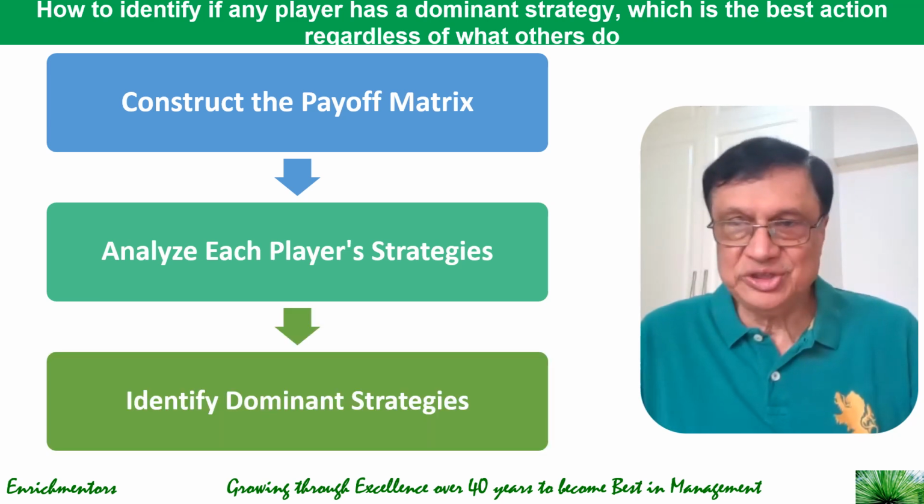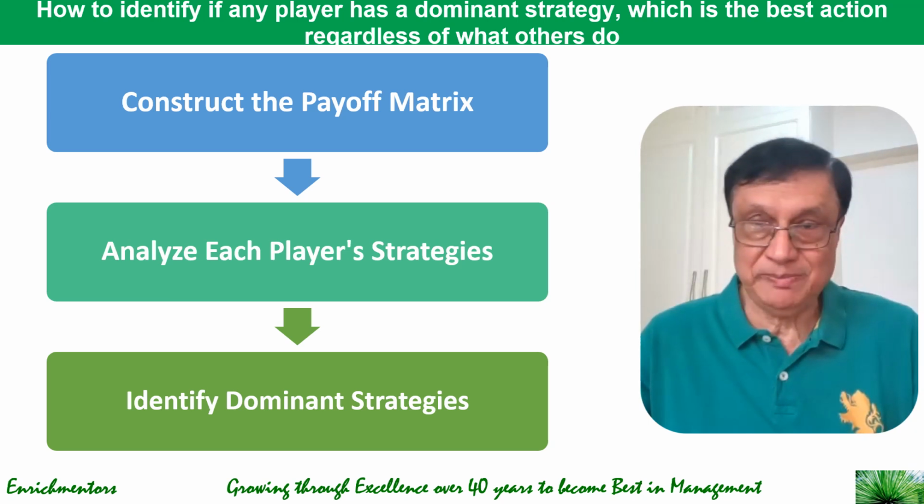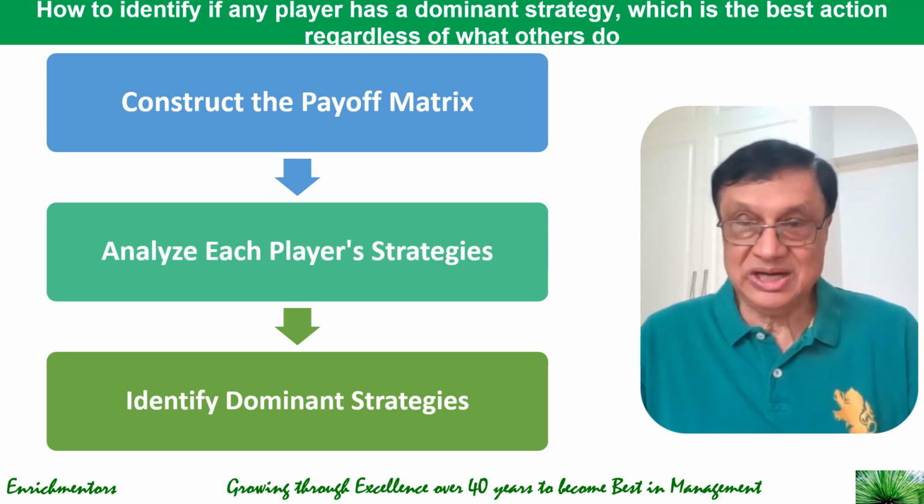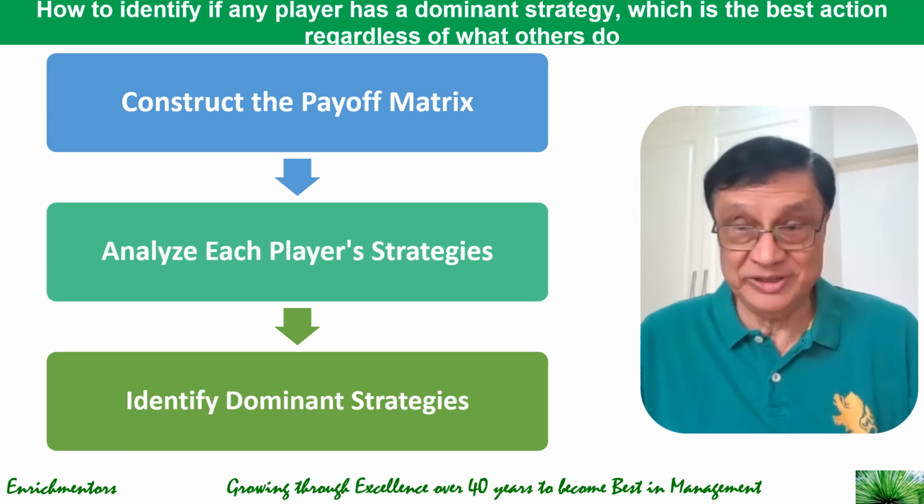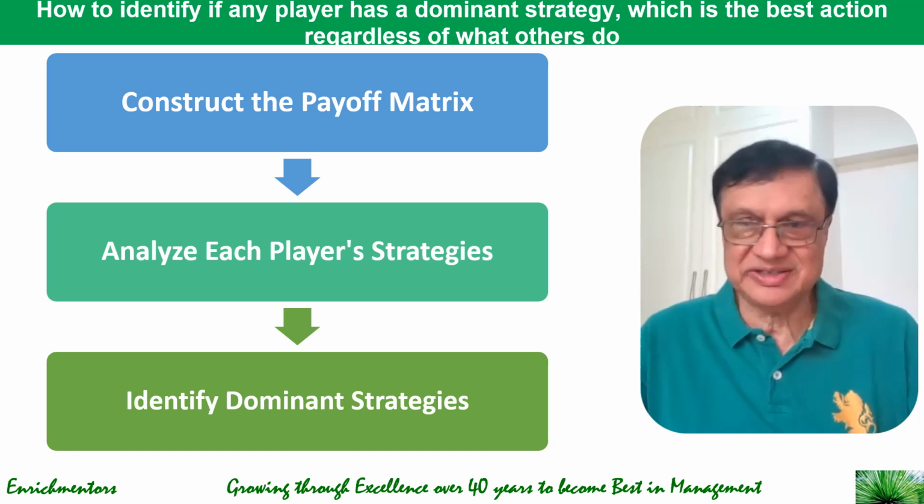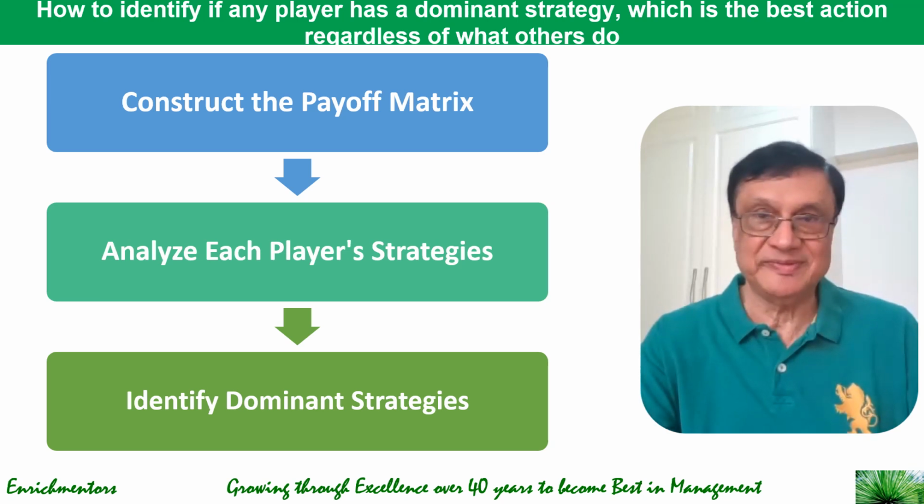A dominant strategy is one that results in the highest payoff for the player, regardless of what the other player or players do. There you compare the payoff of each strategy. If a strategy consistently results in higher payoff compared to all other strategies, regardless of the opponent's move, it's a dominant strategy. So three things: construct the payoff matrix, analyze each player's strategies, and see if there is a strategy that results in higher payoff regardless of the opponent's strategy. And that becomes the dominant strategy.